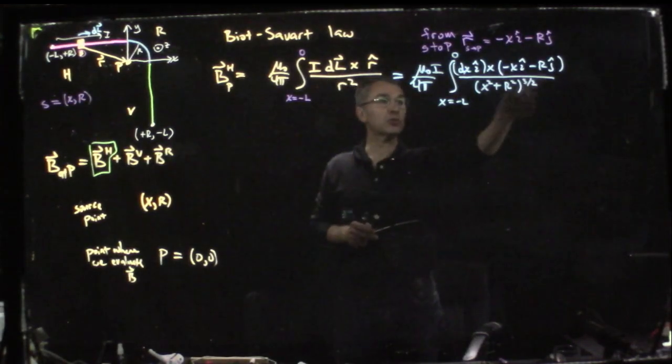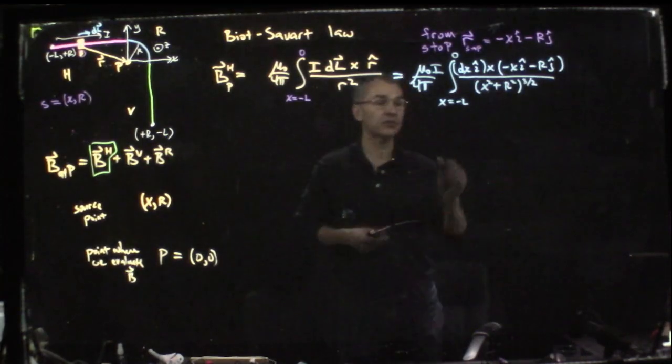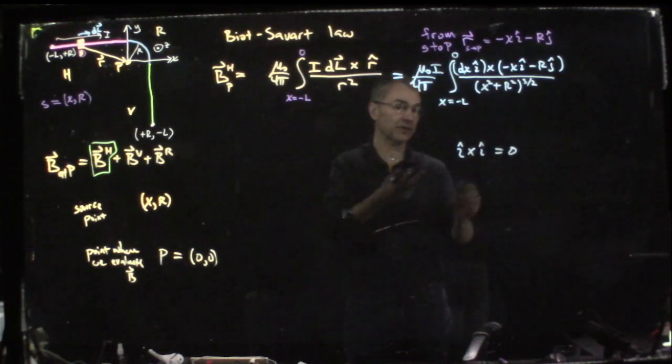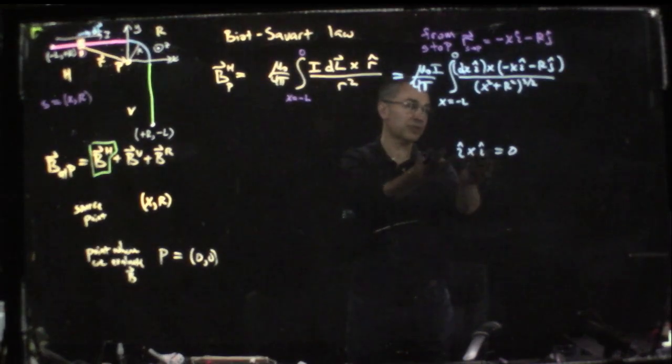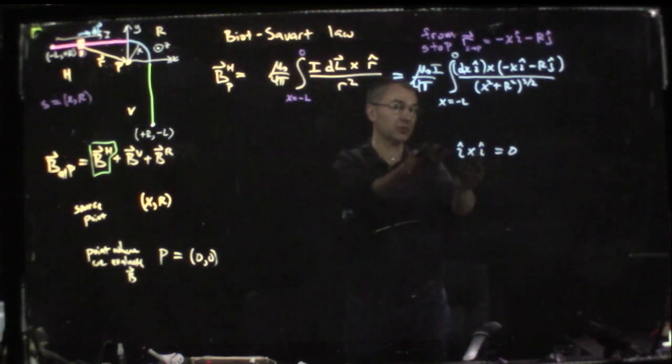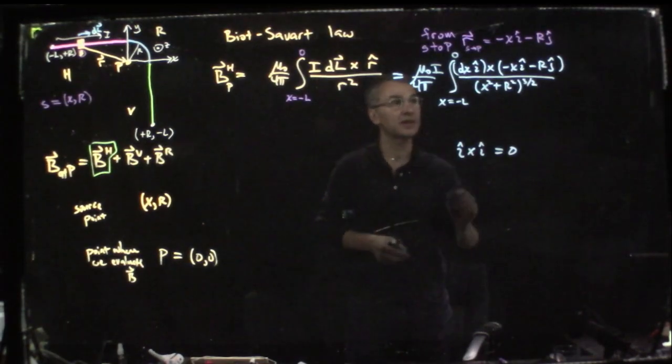So it's going to have 2 terms. I hat cross I hat is 0 because you have to have the perpendicular components. To get a non-zero cross product, you have to pick out 2 components that are perpendicular to each other, so the cross product of a vector with itself is 0.